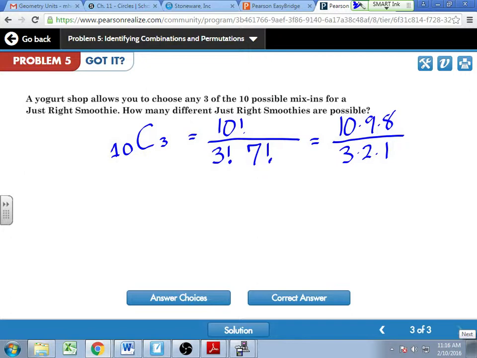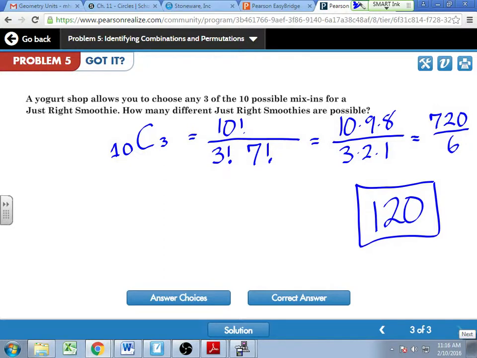Well, this is a mind boggler. What'd you get? That's like 120? 120 different 3 mix-in yogurts. That's pretty mind-boggling.